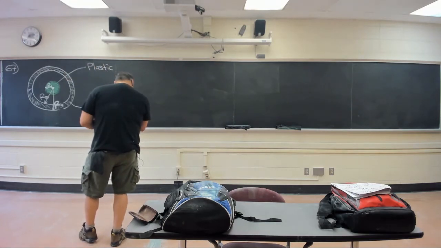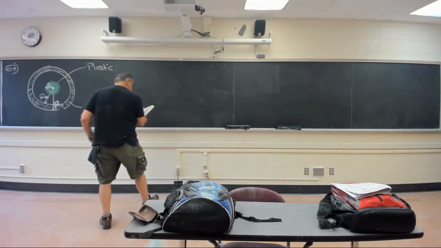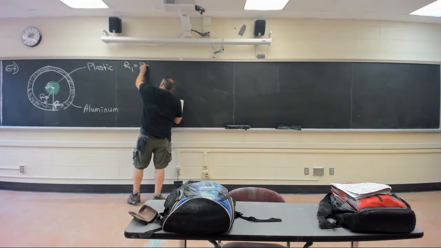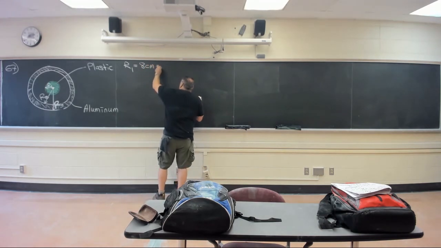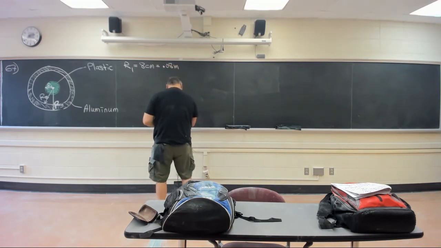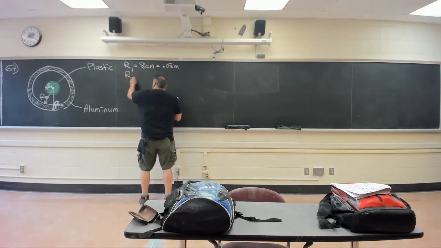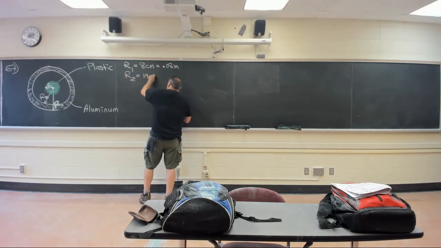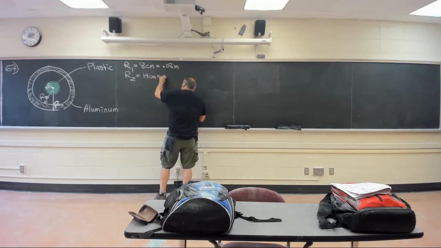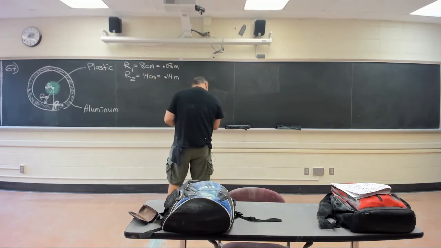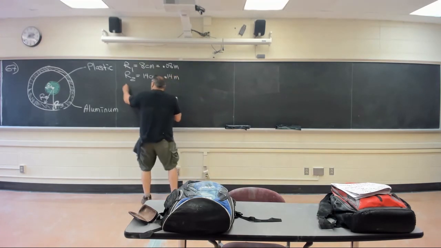Okay, yeah, looks okay. They are telling us that R1 is 8 centimeters, which is the same as 0.08 meters. R2 is 14 centimeters, and that's the same as 0.14 meters. R3 is 17 centimeters.